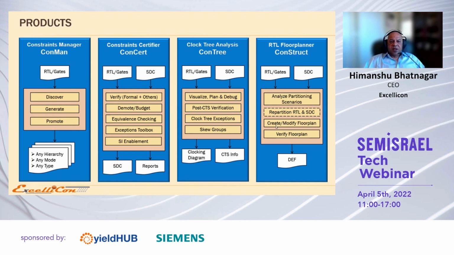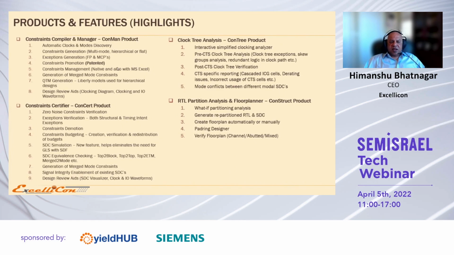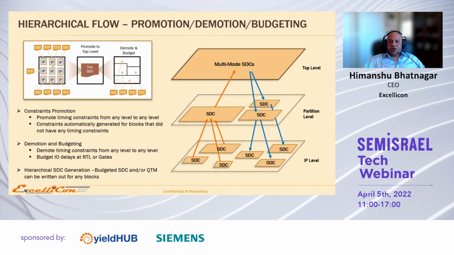Okay. So there's a lot of details in this slide here. I'm not going to go over each of them, but you can review it at your own time. For all four products, these are the features for each of them. Now let's go quickly into the promotion, demotion, and budgeting.